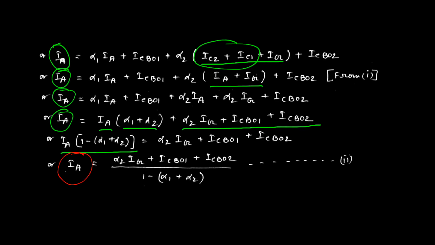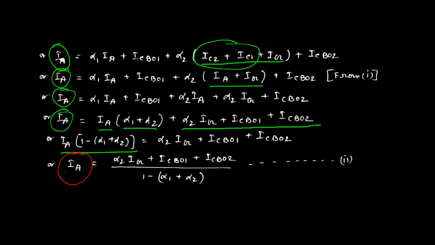From this expression we can conclude about the lower part, or denominator, of the expression, that is 1 minus alpha 1 plus alpha 2. That means if we are increasing alpha 1 or alpha 2, and the summation of alpha 1 plus alpha 2 approaches 1, it will give you 0. That means a huge amount of current, or infinite current, can flow through the device. That means we can say the device is under on state condition.